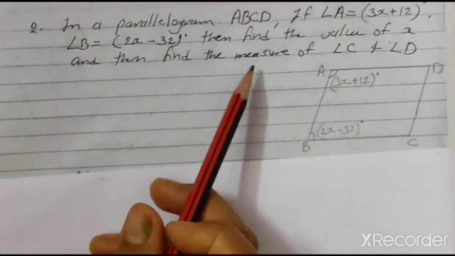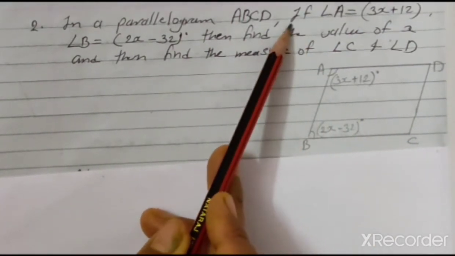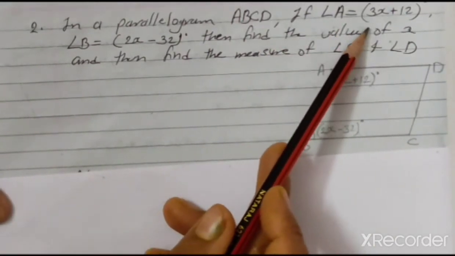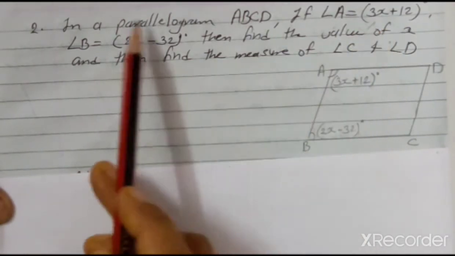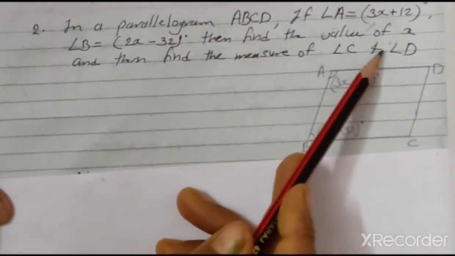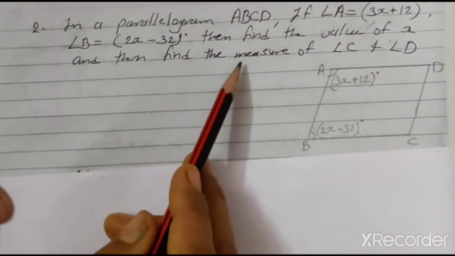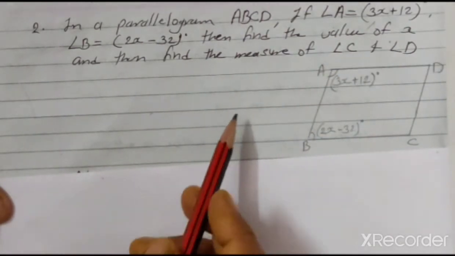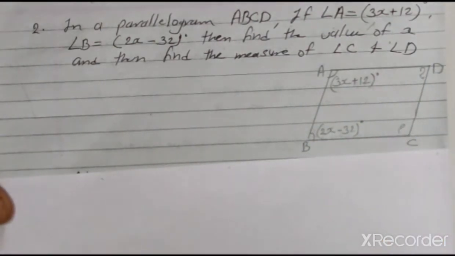Next question, in parallelogram ABCD, here I draw this ABCD. If angle A is given in the form of this equation and measure of angle B is also given in this form, then find the value of X and then the measure of angle C and D also. Here we have to find out measure of these angles also.